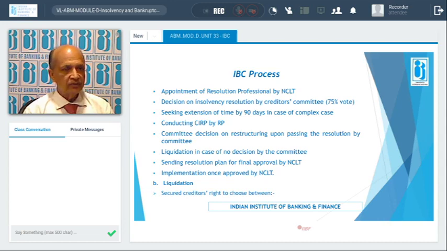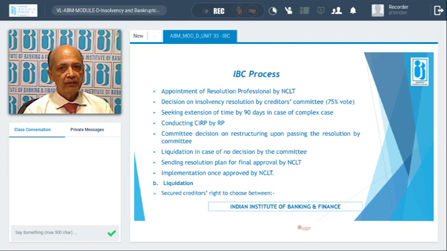Earlier, as per the act, it was 75%. Now recently an amendment has taken place, in a week or so before, and as per the amendment it is 66% of the vote. If the unit is viable, with 66% of the creditors' vote, this resolution plan can be taken ahead. Then, if the creditors committee decides that due to certain unknowable reasons further extension of time is required, they can approach the NCLT, and further time up to 90 days can be granted, making total completion within 270 days, 180 plus 90.